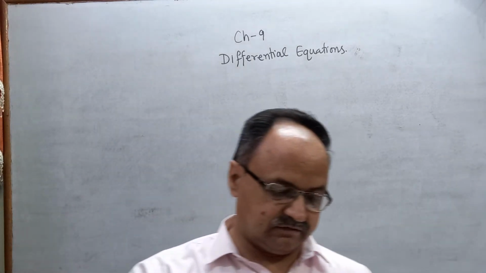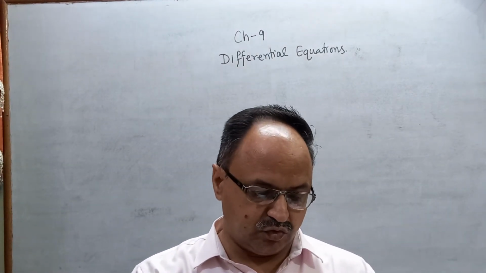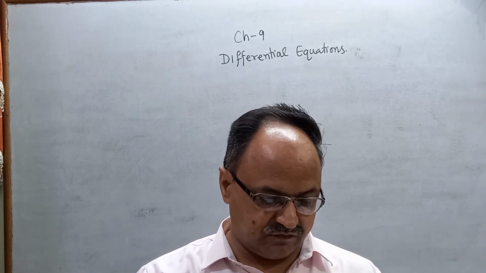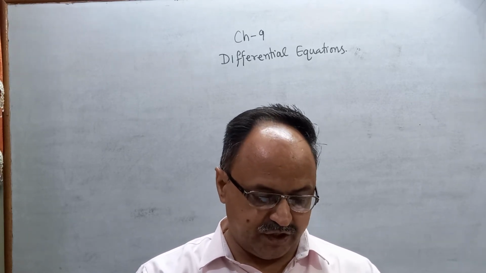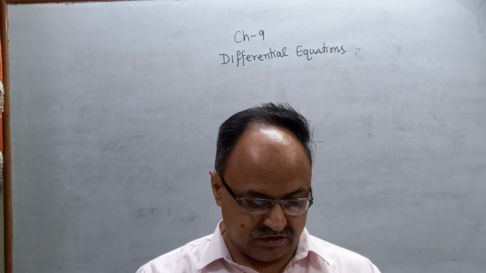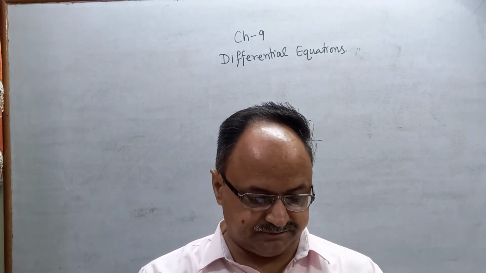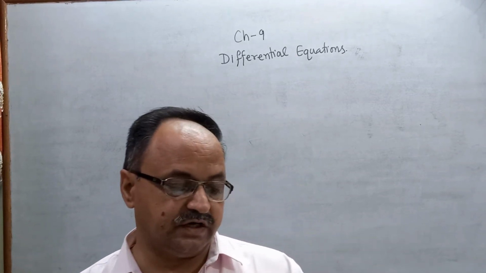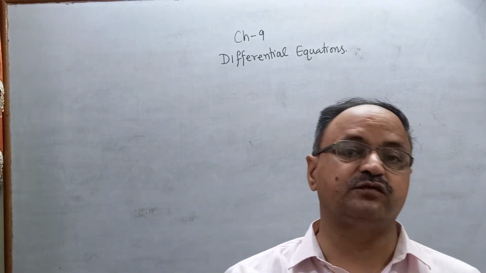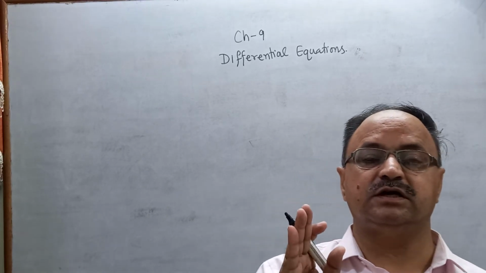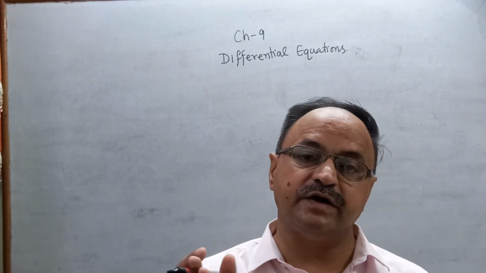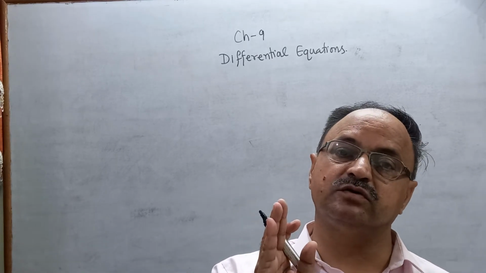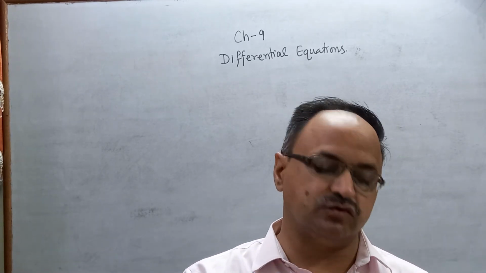Next, question number 11: the number of arbitrary constants in the general solution of a differential equation of fourth order. If the differential equation is of fourth order, then the number of arbitrary constants is 4. Clear? If the order is 3, then the number of arbitrary constants is 3. The answer to this question is 4.